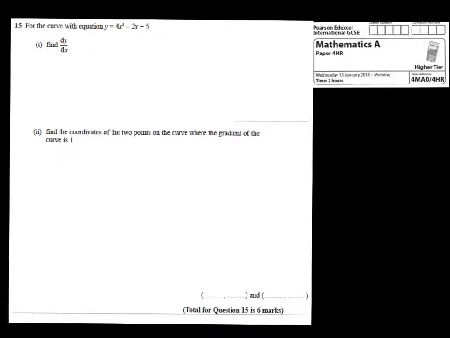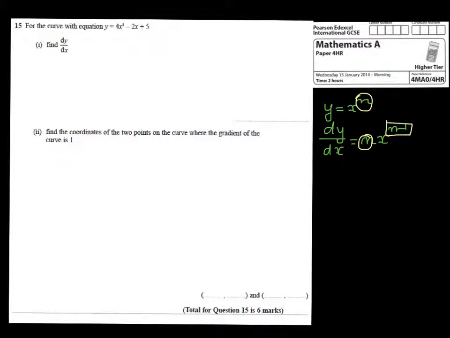The formula that we are using for differentiation is: when y is x to the power of n, then dy by dx is n x to the power of n minus 1. See how the power goes in front of x and then it decreases by 1.